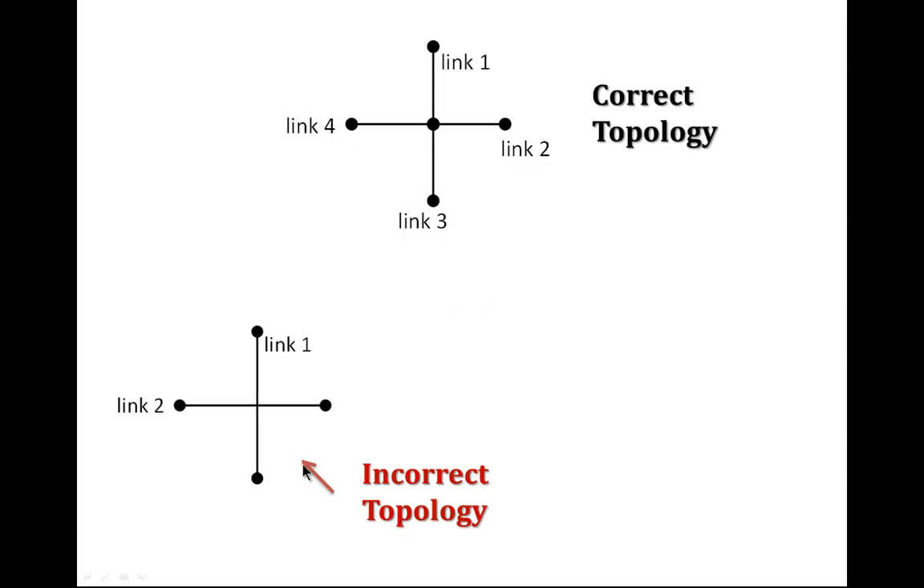Now this is an example of incorrect topology because the links, although it may appear that they're connected, as far as the GIS database is concerned, they're not connected because there is not a node at this intersection. Here's another example of incorrect topology where the links are not connected because they're misaligned with offset nodes.